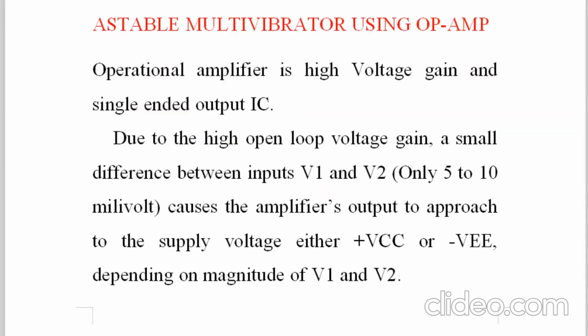Today we are going to study the topic called Astable Multivibrator using op-amp, meaning operational amplifier. All of you know that an Astable Multivibrator is a circuit which generates a square wave at the output. And the definition of Astable Multivibrator is very simple.